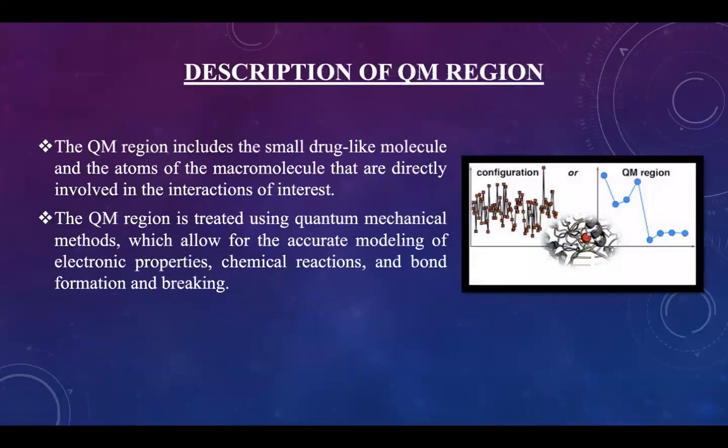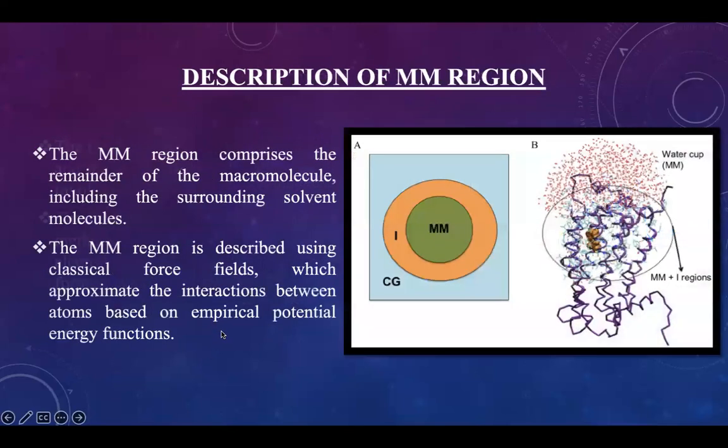Description of QM region. The QM region includes the small drug-like molecules and the atoms of the macromolecule that are directly involved in the interaction of interest. The QM region is treated using quantum mechanical methods, which allow for the accurate modeling of electronic properties, chemical reactions, and bond formation and breaking.